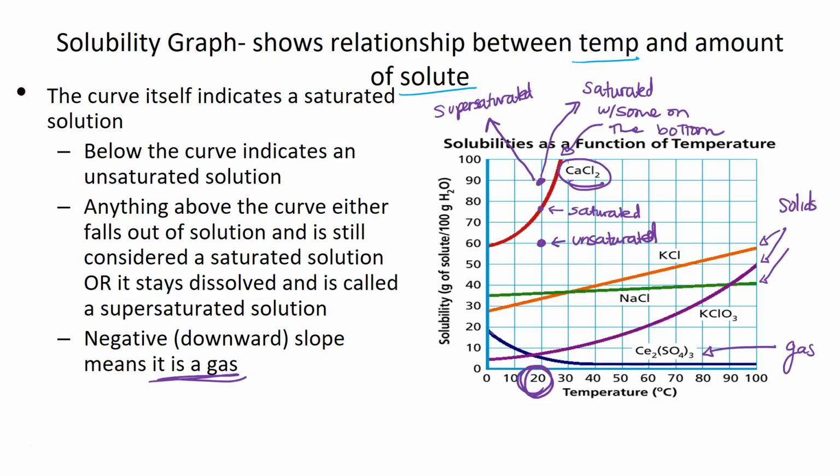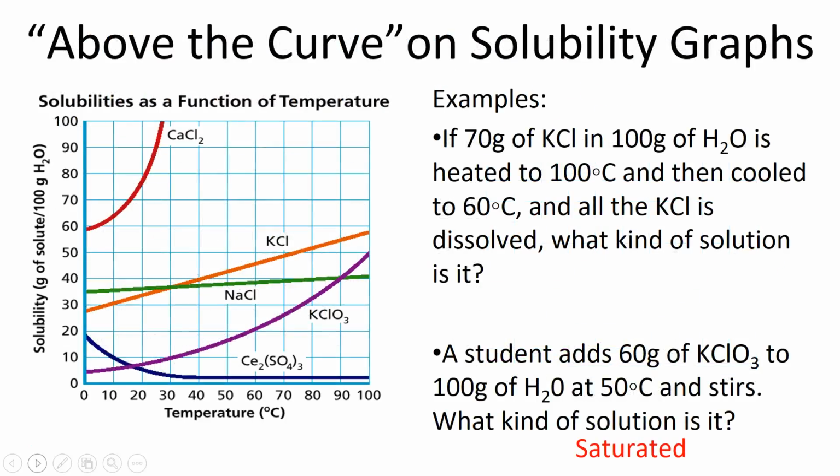Okay, and so that's kind of how we would read a graph. So below the curve is unsaturated. So under the curve, unsaturated. Anything above the curve that falls out of solution or stays a solid is considered a saturated solution, or if it stays dissolved it's called a supersaturated solution. And remember that negative slope is an indicator that we have a gas present because as temperature increases, the gas will no longer stay soluble.